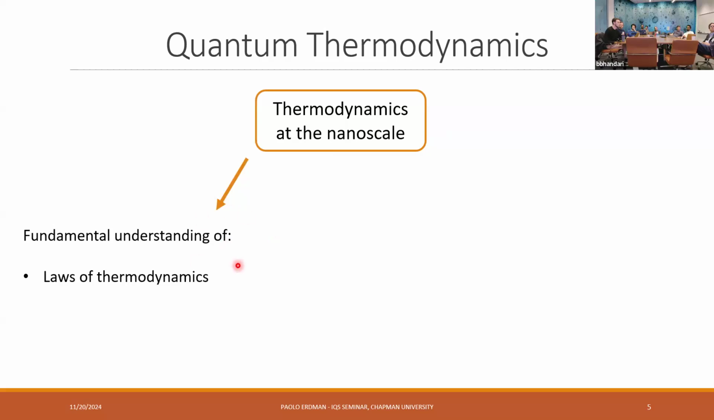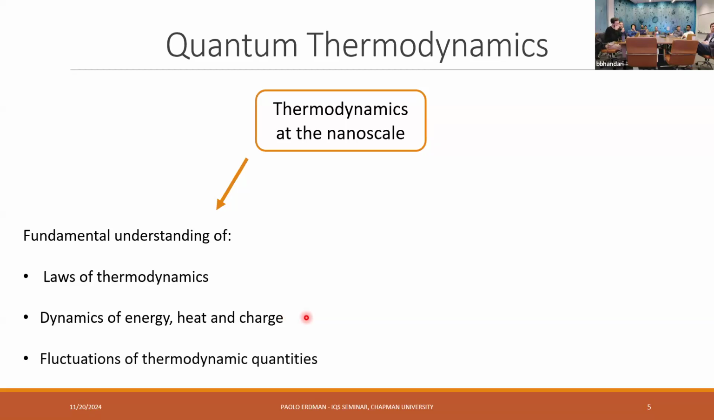From a fundamental point of view, there's a line of research trying to understand how to state the laws of thermodynamics at the nanoscale when systems are strongly coupled to each other. Or one can study, for example, the dynamics of energy, heat, and charge in nanostructures, in very small devices. One interesting consequence of studying thermodynamics at the nanoscale is that you could have large fluctuations in the thermodynamic quantities, which is less intuitive and doesn't happen in macroscopic systems.